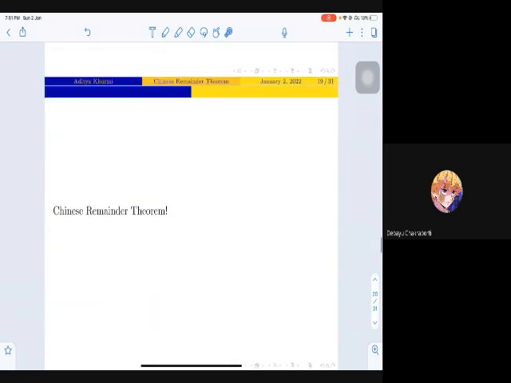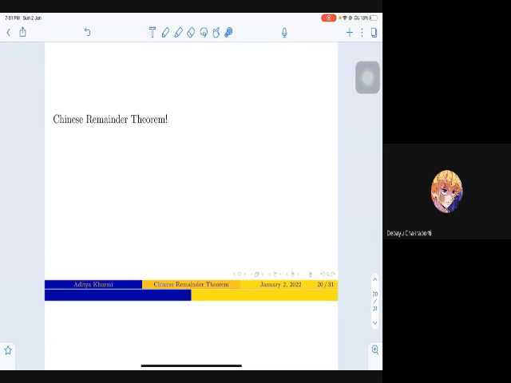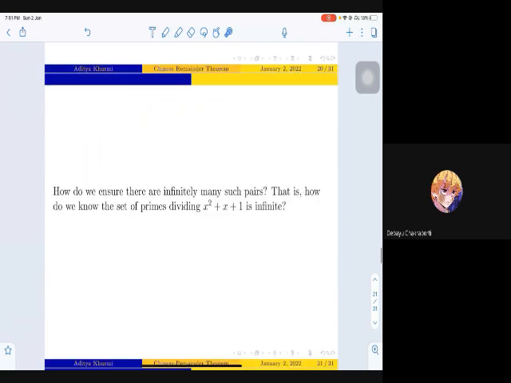What I said about using high-level theorems is a good thing, but let's think about something simpler. We basically want the set of primes dividing this to be infinite. Now, how do we find the set of primes dividing this polynomial? How do we prove that the number of prime factors dividing this expression is infinite?